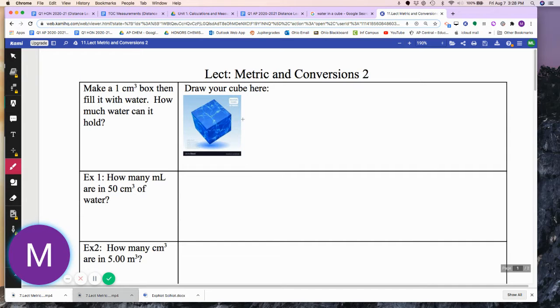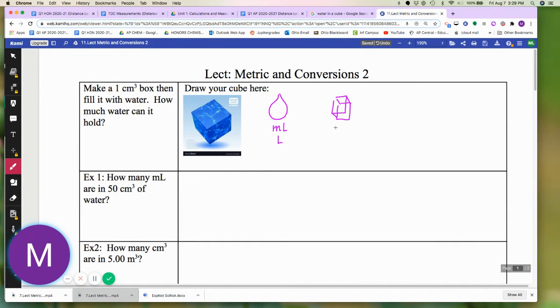In this lesson, we will be able to convert from a liquid volume, like when you're measuring water, to a solid volume. So we normally measure liquid in milliliters or liters. Milliliters because there's less of it. And we measure the volume of a cube by length times width times height. So it would be in centimeter cubed or meter cubed.